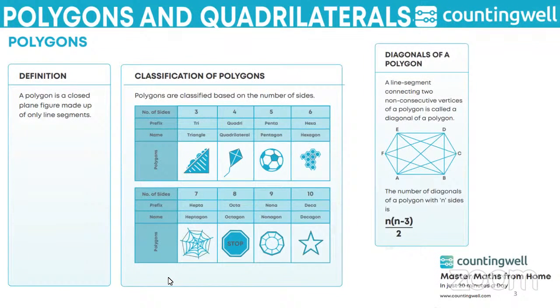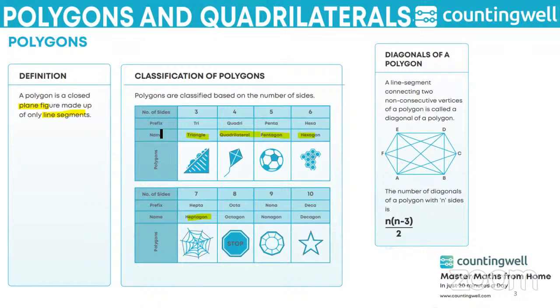Let us see some basics from the chapter Polygons and Quadrilaterals. Polygons are nothing but closed plane figures made up of only line segments. So here you can see some examples given. Polygons can be a triangle, a quadrilateral, a pentagon, a hexagon, a heptagon, etc. The main thing is it should be a plane figure and made up of only line segments.